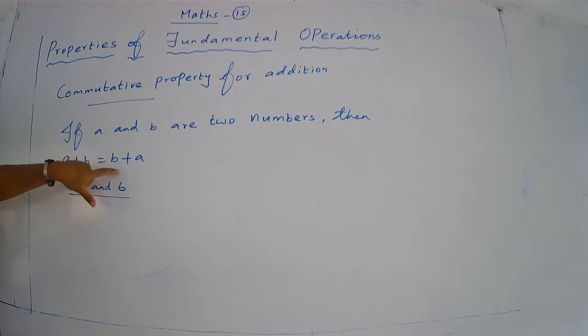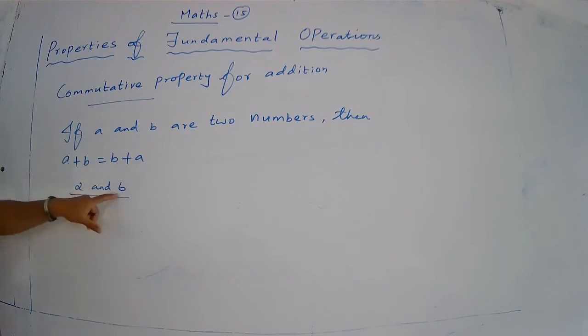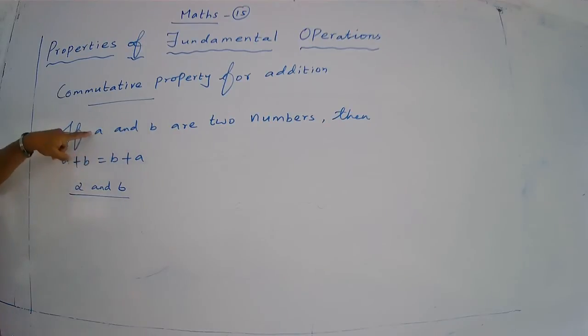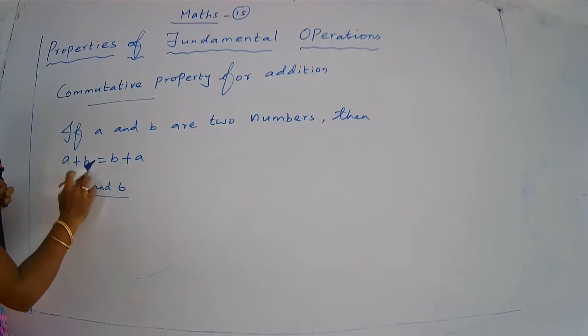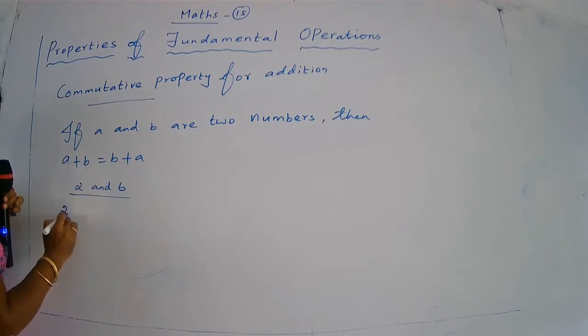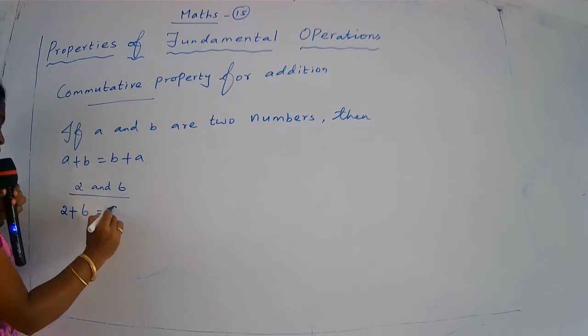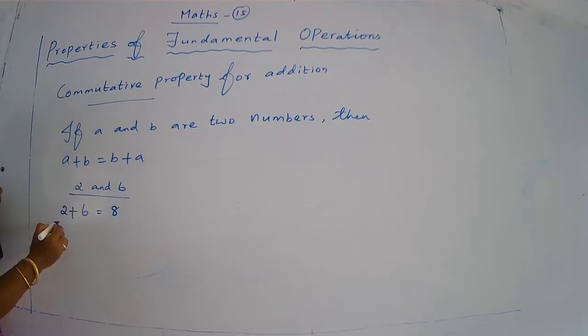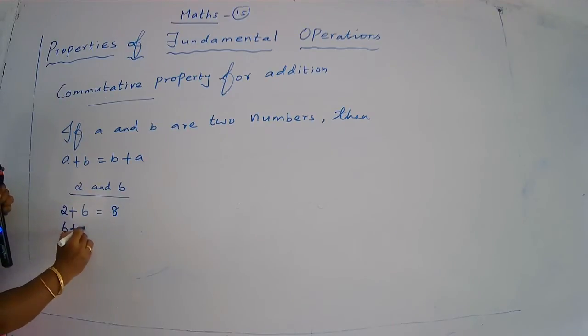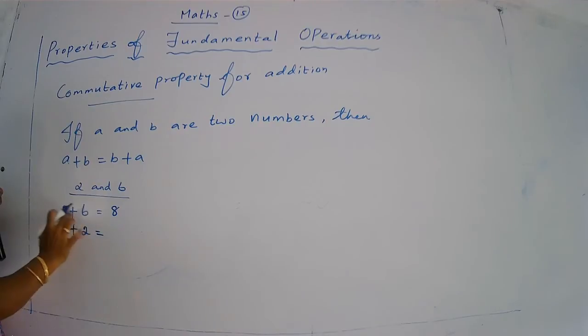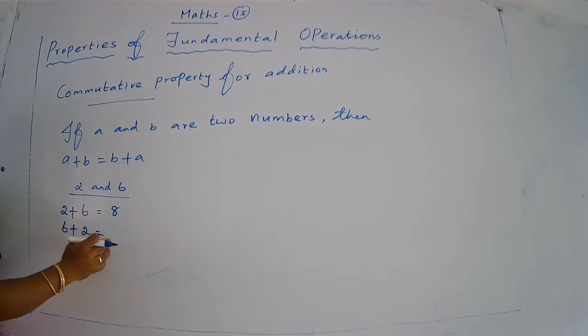Now you change the order. That means 6 plus 2. What is the answer? 6 plus 2 is equal to again 8. You see these two answers are the same. Both 2 plus 6 equal to 6 plus 2. So commutative property is true for addition of natural numbers.